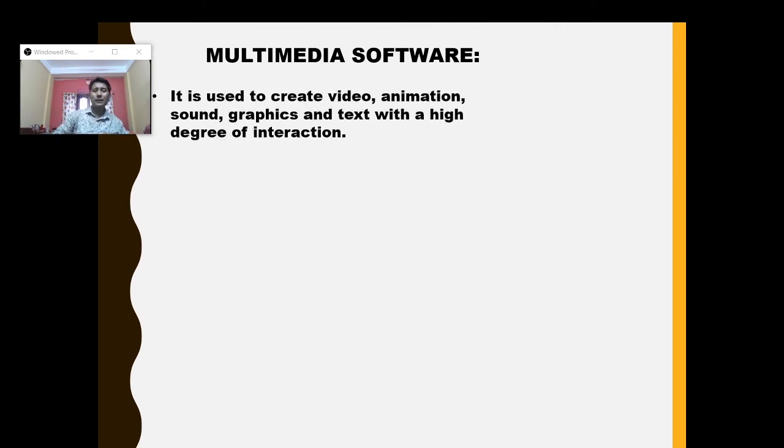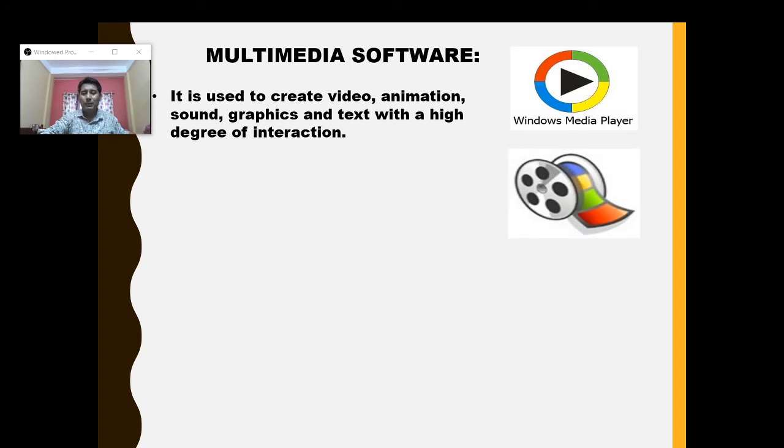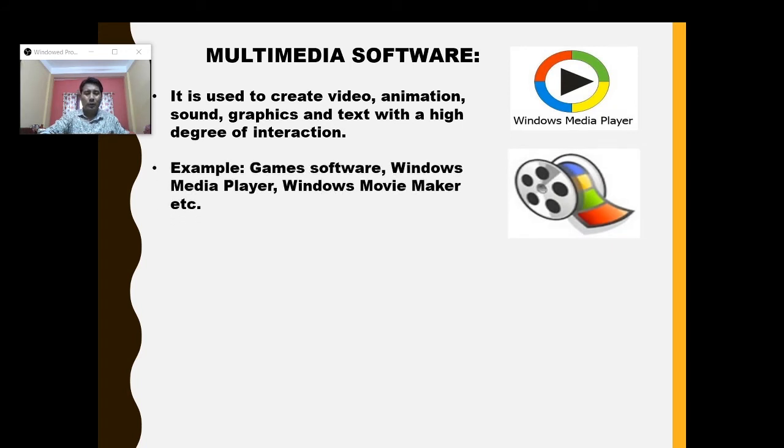Generally, multimedia software is used to create video. It is used to create animation, sounds, graphics and text with a high degree of interaction. So Windows Media Player and Windows Movie Maker are some examples of multimedia software that is used to create animations, sounds, and graphics.